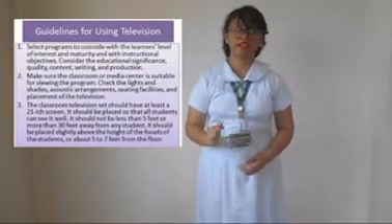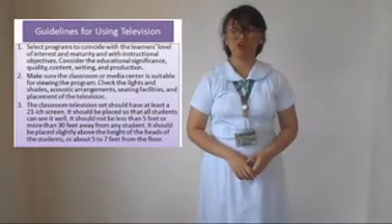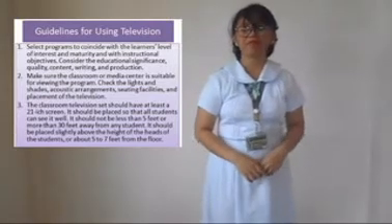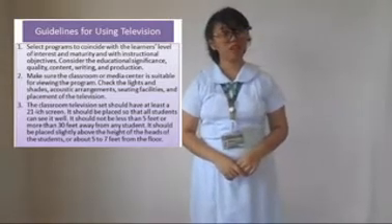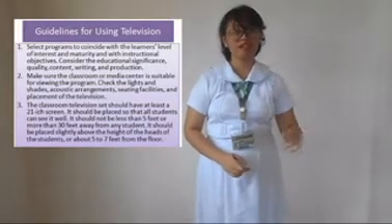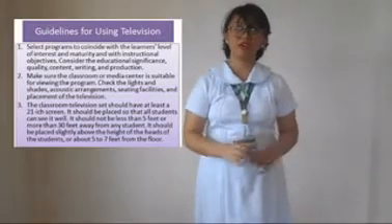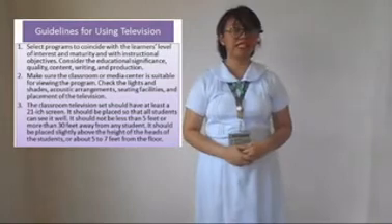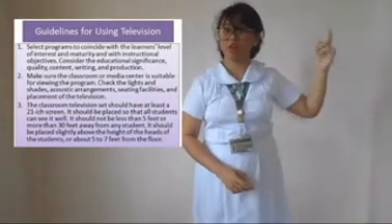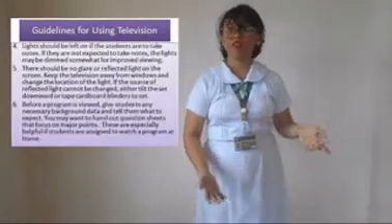Number 3. Classroom television should have a set of at least 21-inch screen. It should be placed so that all students can see it well. It should be not less than 5 feet or more than 30 feet away from any student. It should be placed slightly above the height of the heads of the students, or about 5 to 7 feet from the floor.